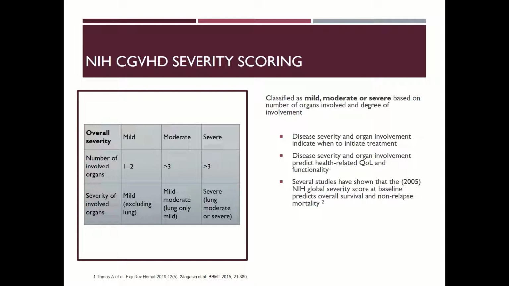Scoring of graft versus host disease severity is performed according to the NIH consensus document. Patients are classified as having mild, moderate, or severe disease based on the number of organs involved and the degree of involvement. This is very important because it will suggest to you when to initiate treatment. We also know that disease severity and organ involvement predict health-related quality of life and functionality. And lastly, several studies have shown that the NIH Global Severity Score can predict overall survival and non-relapse mortality. Thus, the scoring system has prognostic value.